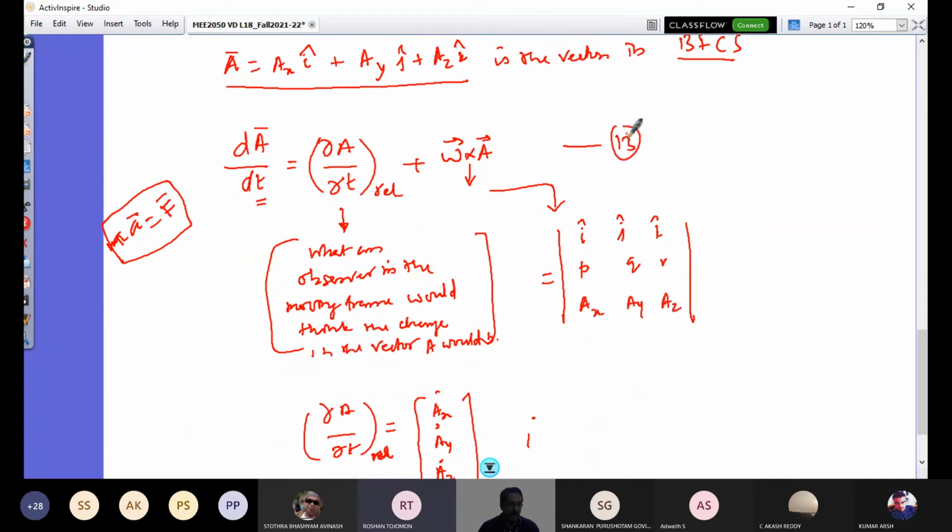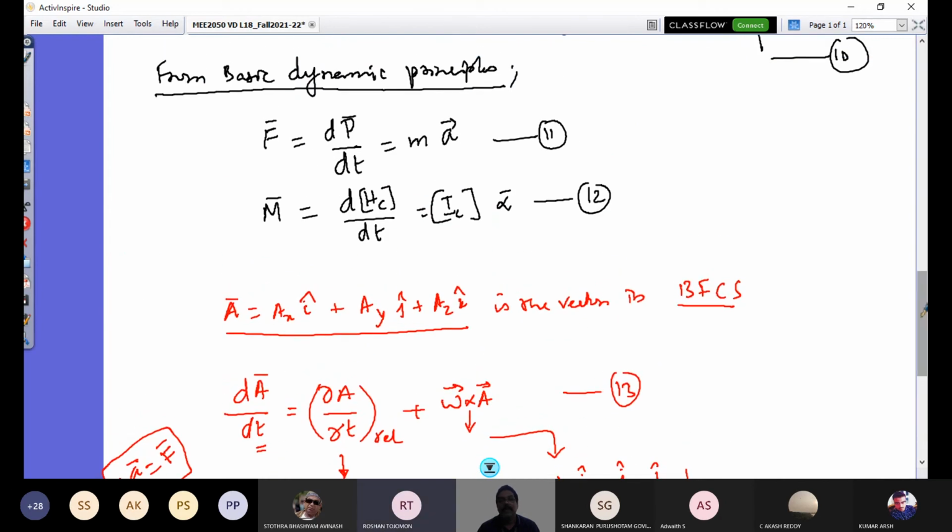Excuse me, sir. Yeah. Can you explain the top equation once more? I didn't understand that part. Can you explain the one equation on the top? This one. No, scroll a little more up, sir. Yes, sir. That from basic dynamic principle, right? From there onwards, I didn't understand the basic dynamic principle.